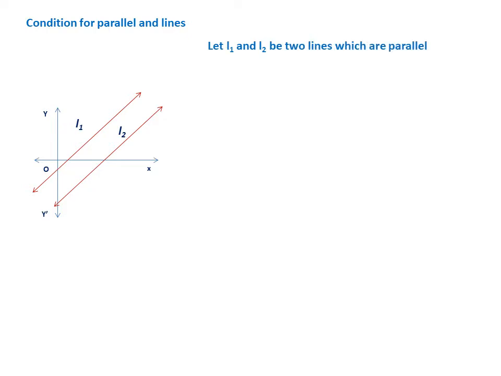Now, condition for parallel lines. Let us consider a coordinate system with the origin O and x-axis, y-axis. Take a line L, say L1, and another line L2. So these two are parallel. So let L1 and L2 be two lines which are parallel. Then suppose L1 is making an angle alpha with the x-axis, that is the positive direction of the x-axis, and L2 is making beta with the positive direction of the x-axis.